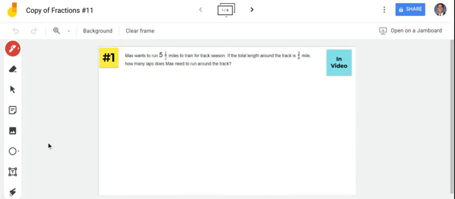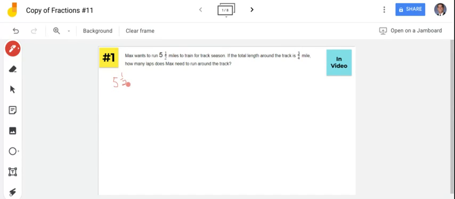Okay, I am here in fractions number 11, Google Jamboard. Let's look at number 1. Max wants to run 5.5 miles to train for track season. If the total length around the track is 3/4 of a mile, how many laps does Max need to run around the track?